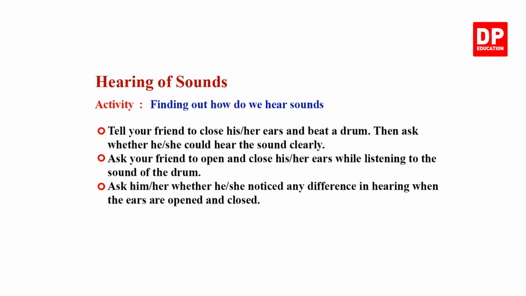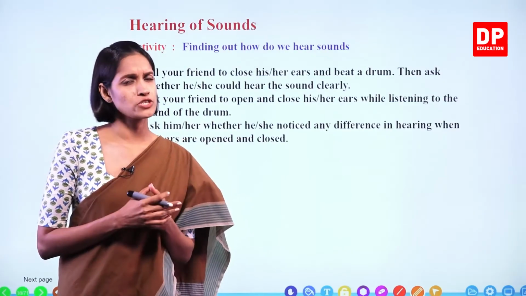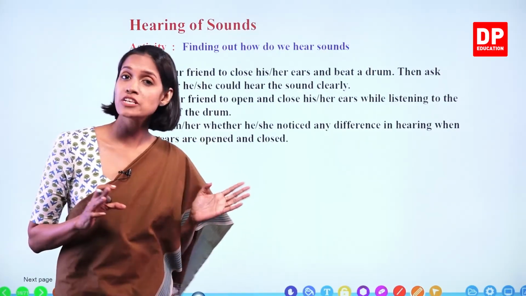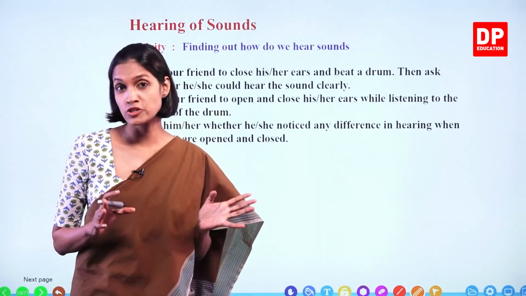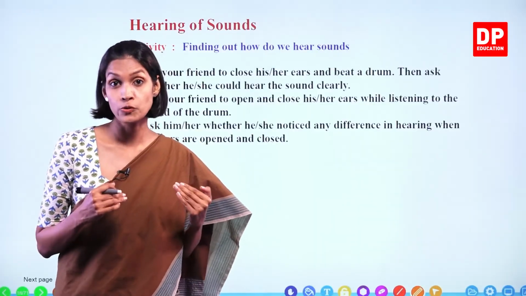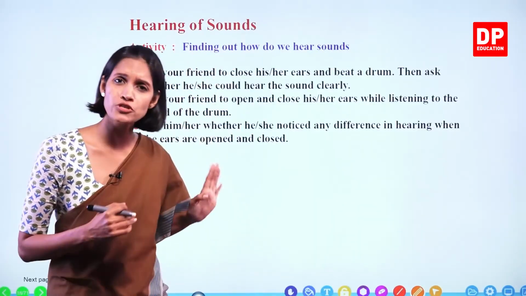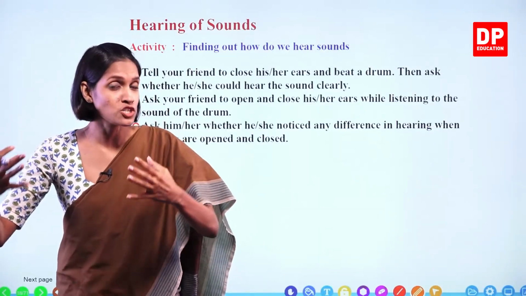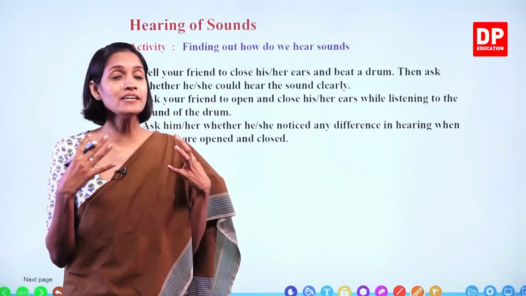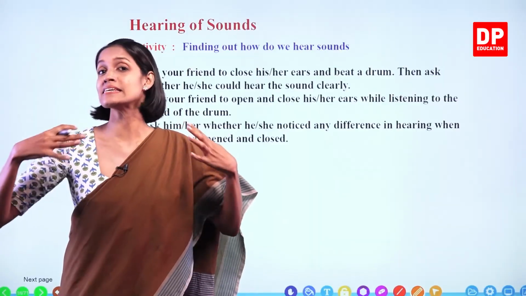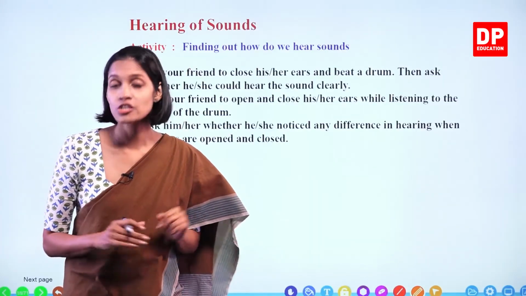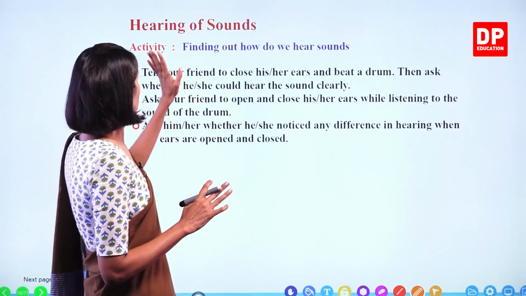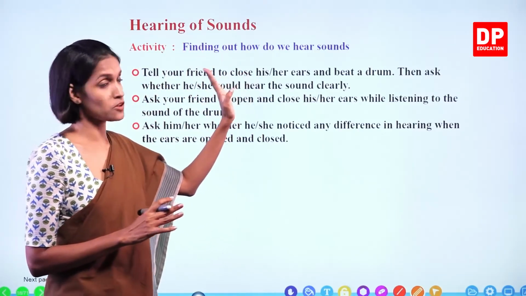Our next topic is hearing of sounds. How can we hear sounds, children? Now we know how sound is produced. Sound is produced by vibrating something. Okay? How can we hear sounds, children? So when somewhere sound is produced, it should reach our ear. So we should understand this. Right, children? So how do we hear different types of sounds?